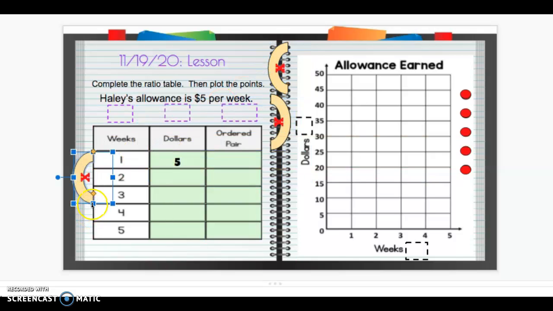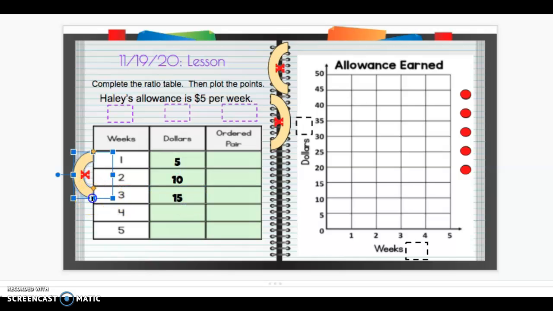What did they do to 1 to get to 2? Well, they times it by 2. So then you have to do 5 times 2, which is 10. Then you have to ask yourself, okay, what did they do to 1 to get to 3? Well, 1 times 3. So you have to do 5 times 3, which gives you 15.